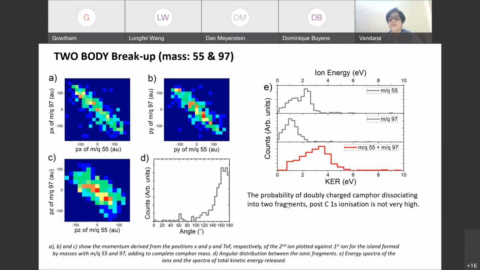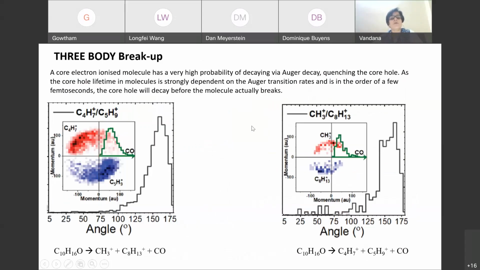And we also calculated the kinetic energy corresponding to that, though this is not in context with that right now. We want to look into the angular distribution. Now coming to the three-body breakup, there are two three-body channels we are interested in analyzing.